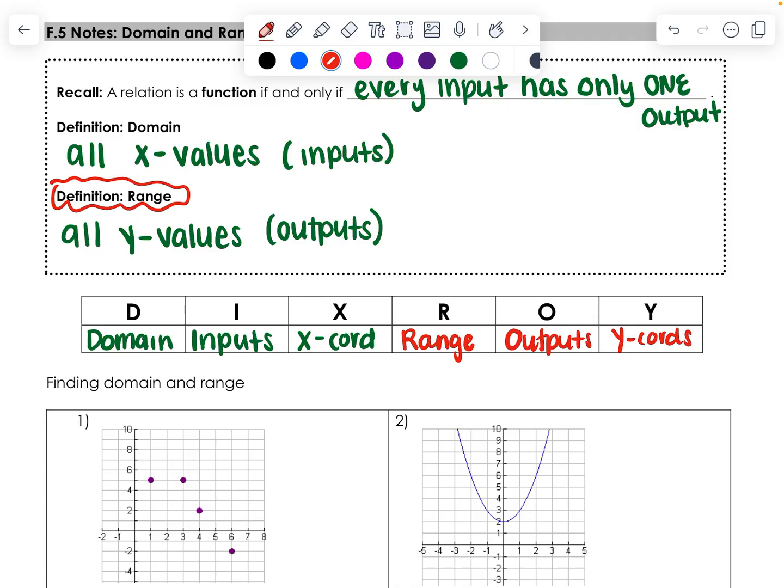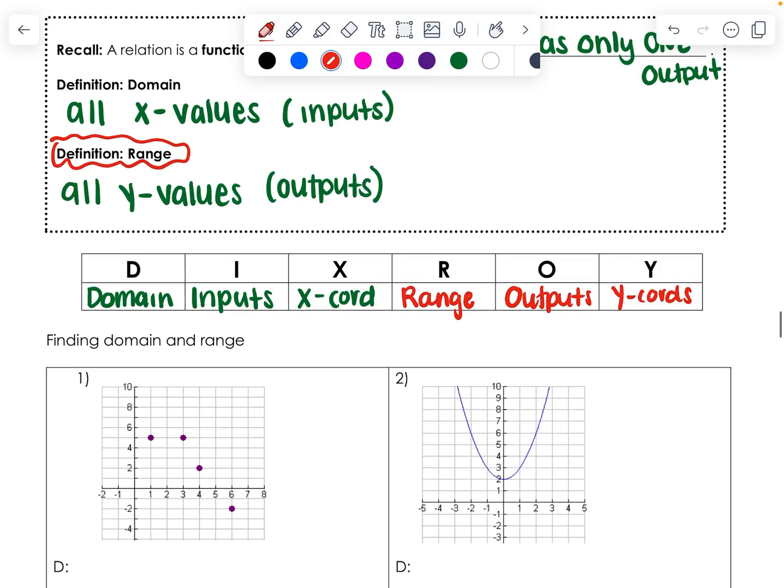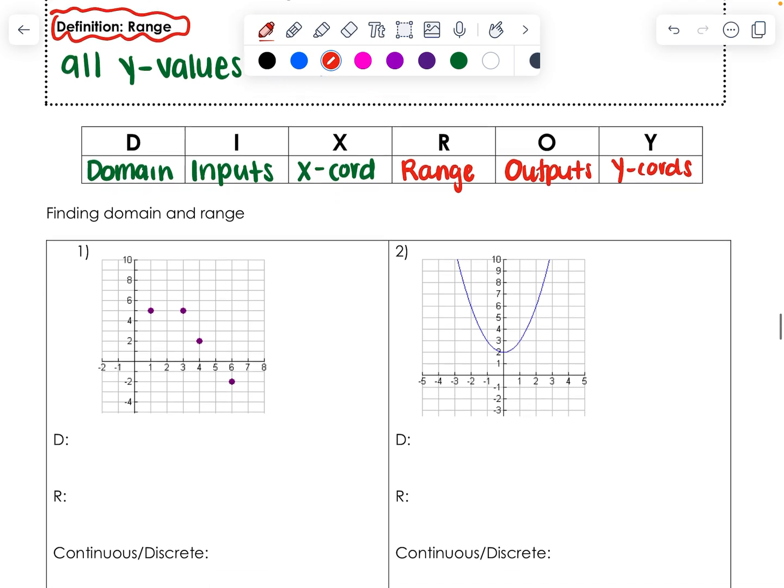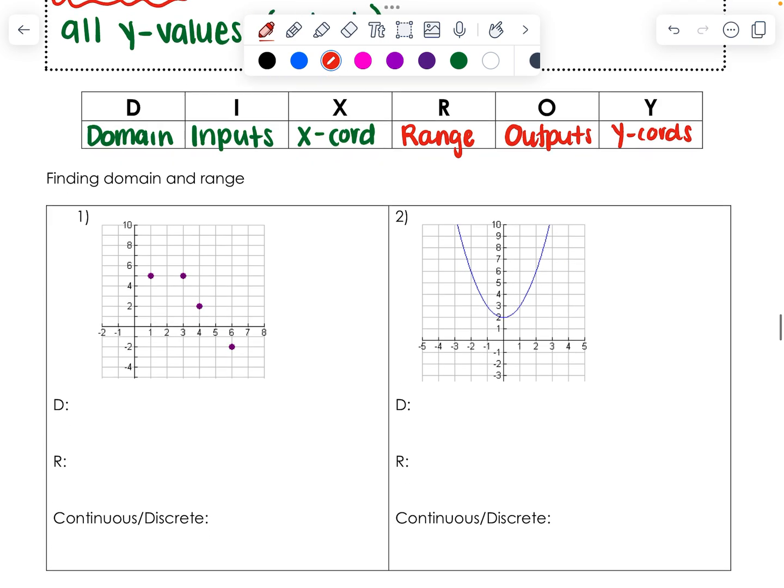So what we're going to do today is practice writing the domain and range of some of these functions. To write domain and range is pretty simple. Anytime you're given a graph, I'm going to label these points. So these are the points (1, 5). This one looks like it's at (3, 5). Then we have one at (4, 2), and one at (6, -2).